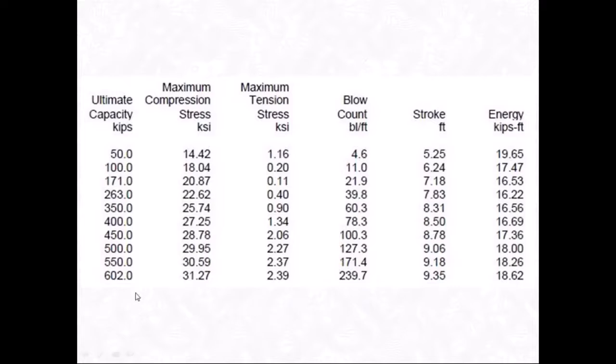The other thing I want to point out is if the required capacity was going to be 600 kips, we'd see from this setup that it would take about 240 blows per foot to achieve that. So this probably wouldn't be a very efficient setup if 600 kips was required for the project. And that brings us to question 2.